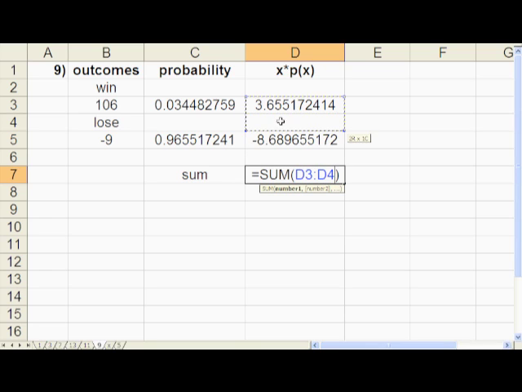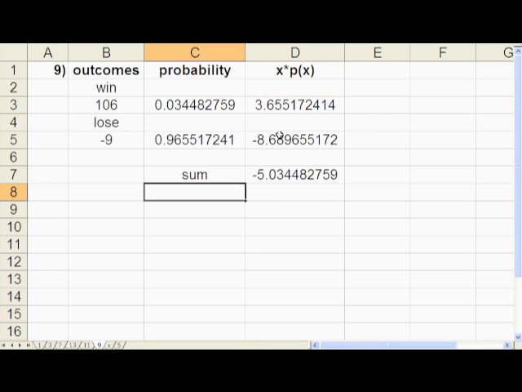Adding the two values leaves us a -5.0344482759. Now this is money, so we are going to adjust the accuracy so we can approximate this to the nearest penny. Ladies and gentlemen, the answer is -$5.03 for an expected value.